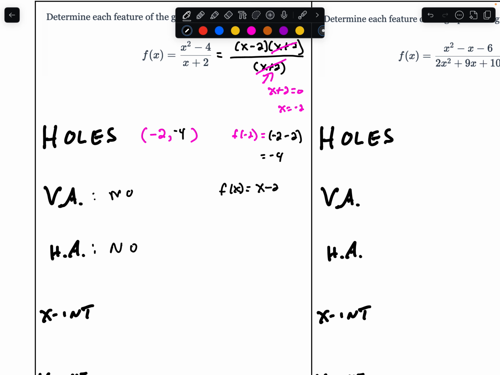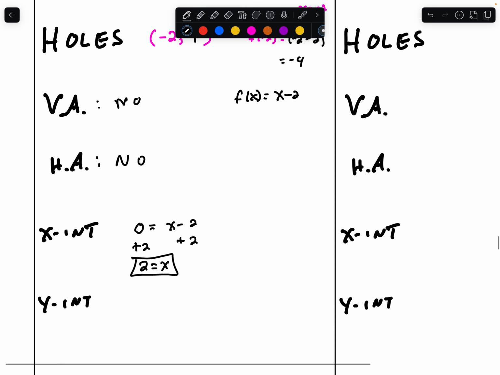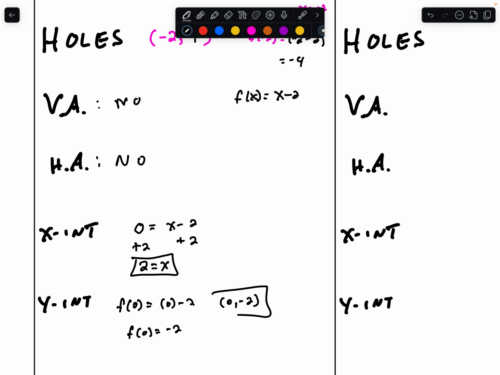And what is the x-intercept? Well, what if y equals 0, right? So if y equals 0, I would say 0 equals x minus 2, and then just solve for x. So I add 2, so I would get 2 is equal to x, right? And now if I want the y-intercept, I'm just going to say, well, what happens if I substitute in 0 for x? And then you would get f of 0 is negative 2. So the y-intercept will be the point 0 comma negative 2.